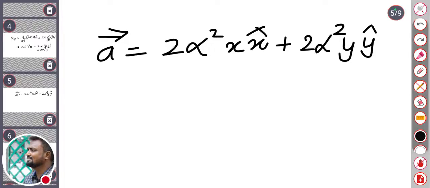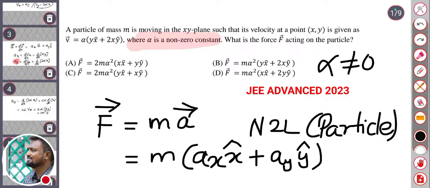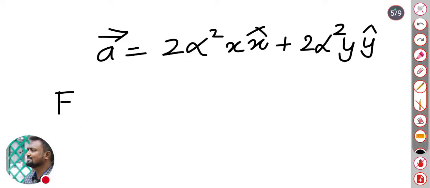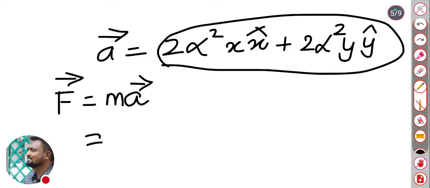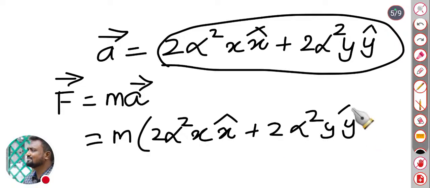So now we want to find the force. It's asked to find the force. We have found the acceleration vector. So what is force? We can substitute the acceleration vector here. Force is equal to m times the a vector. So I have to multiply the mass before this acceleration. It is 2 alpha square x cap plus 2 alpha square y cap. If I multiply mass inside, what happens?